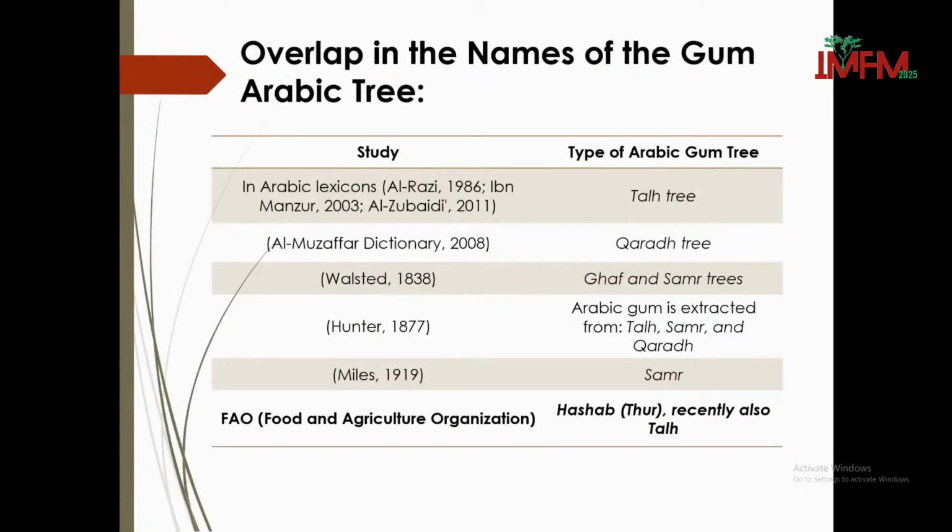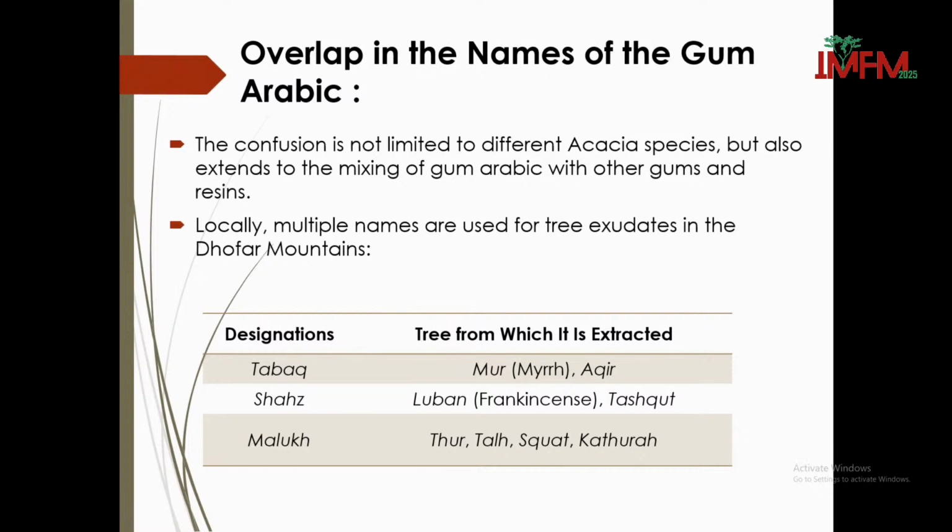FAO, Food and Agriculture Organization, in order to unify the names, they say that the only gum Arabic tree is the one that comes from Hashab, which is what we have here. And recently they added Talah, which is the Acacia Ciala. Another overlapping in the name of the gum or resins.